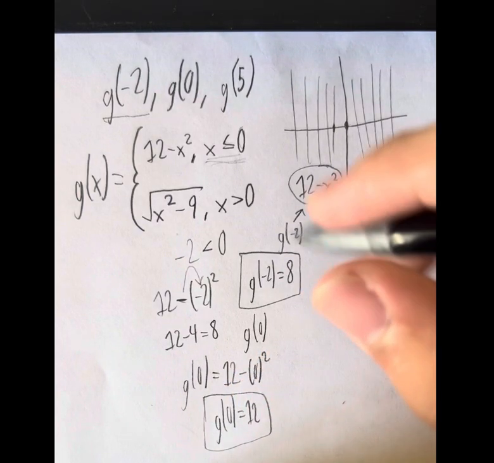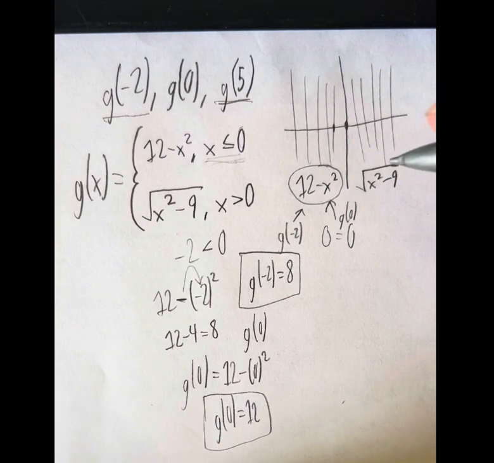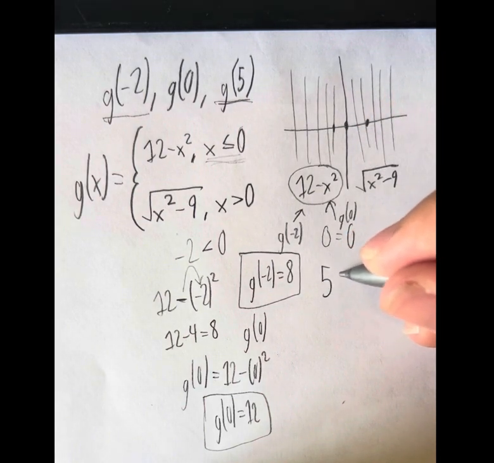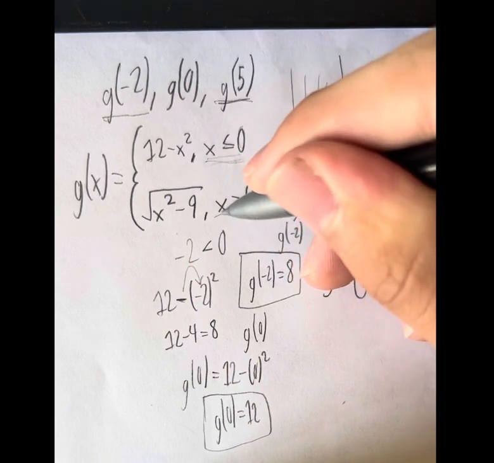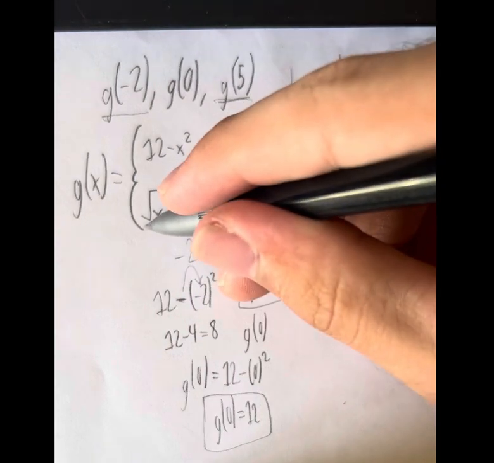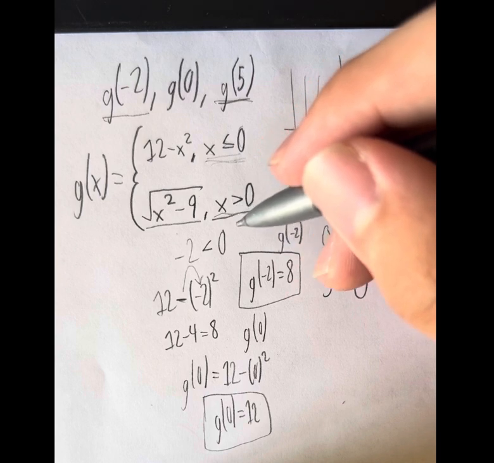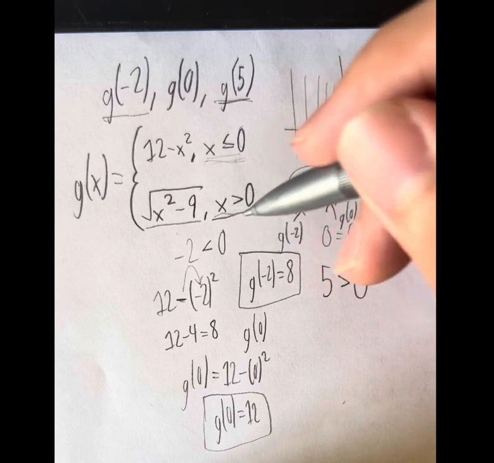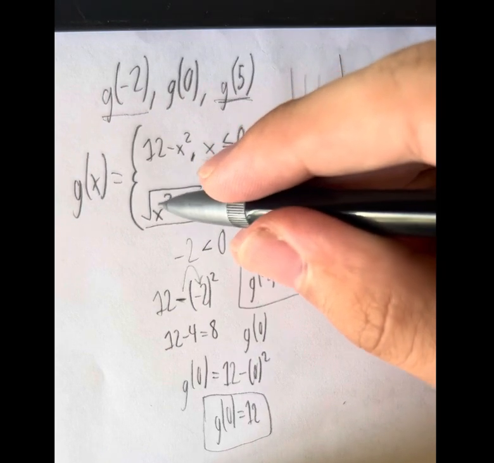Now we have g of 5. And this is where we switch things up, because 5, say like it's about over here, 5 is greater than 0. And according to this notation, the equation we would use to find g of 5 would be this one instead. Because the interval notation is stating that if x is greater than 0, then this would be the equation that we would have to use.